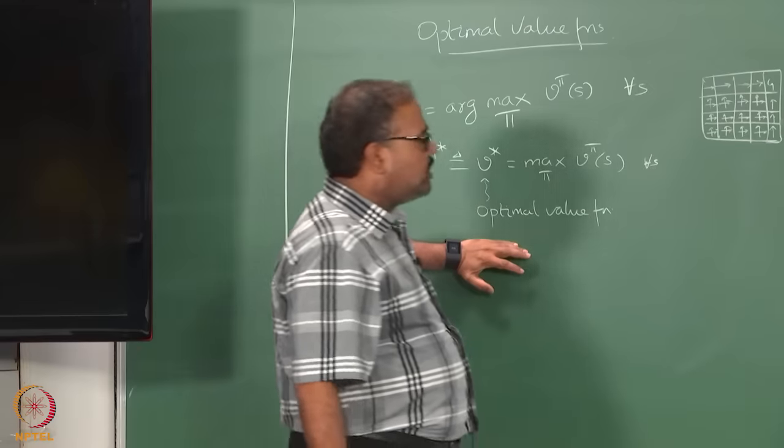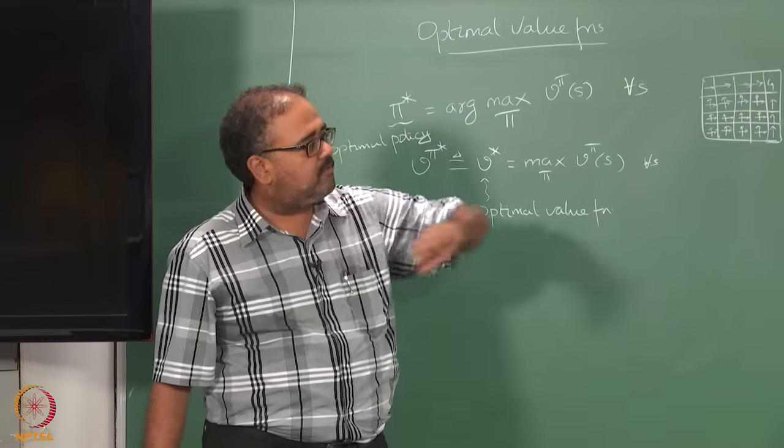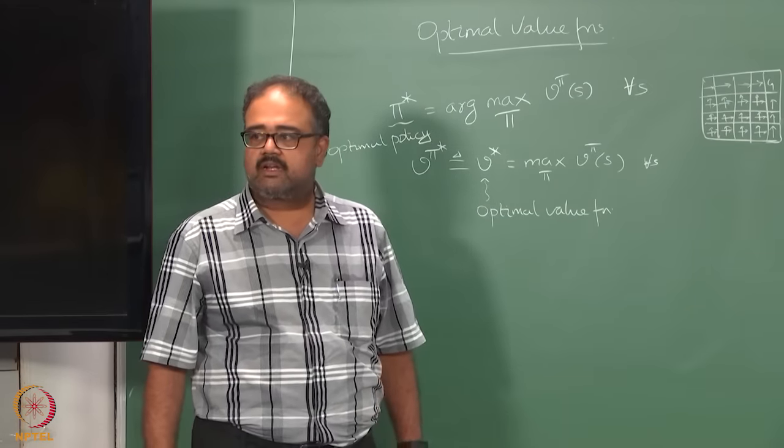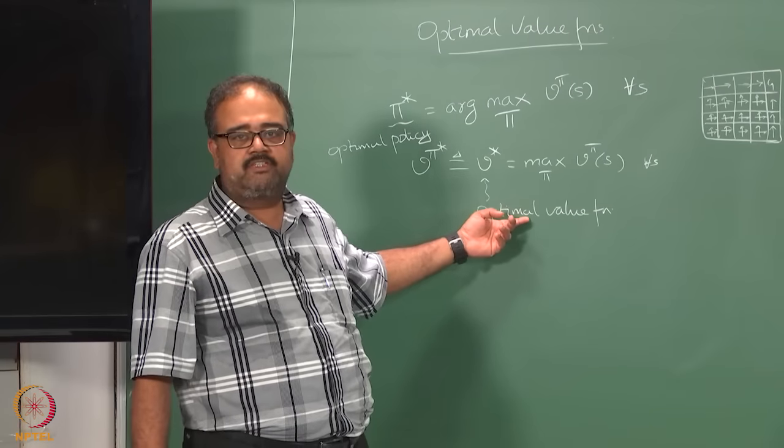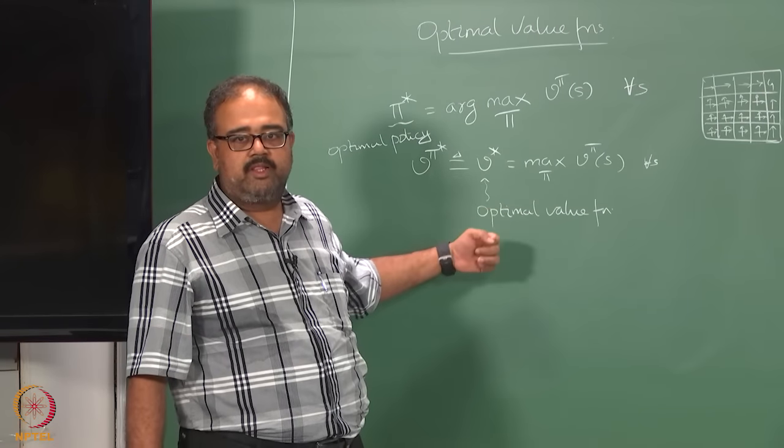So right now we'll try to do the equivalent of Bellman equations for V star. Likewise, I can define an optimal value function for Q. What would be the optimal value function for Q?